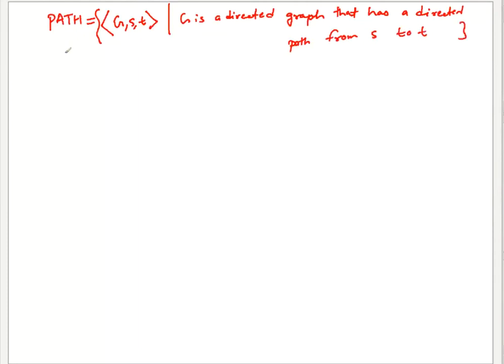Now, this is a language again. I have written the problem in the form of a language. So what is the language? It contains all the graphs and corresponding pairs of nodes S and T where there is a directed path from S to T in the given directed graph G. So when you want to check whether there is a path from S to T in a given graph G, this question is equivalent to checking whether this G, S, T is a member of this set PATH or not.